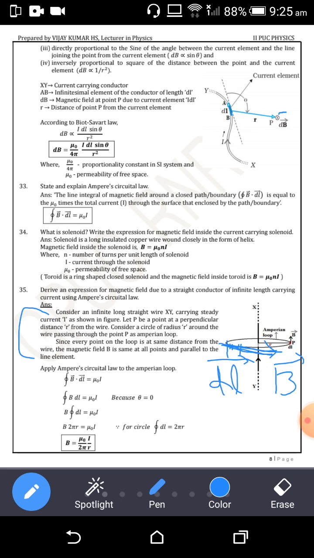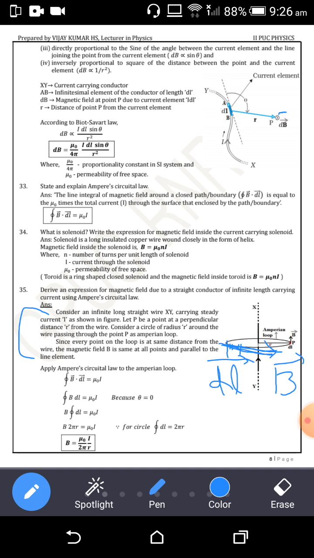So let us come to the theoretical part here. It is said: consider an infinite long straight wire xy carrying steady current I as shown in the figure. Let P be a point at a perpendicular distance r from the wire. Consider a circle of radius r around the wire passing through the point P as the Amperian loop. Since every point on the loop is at the same distance from the wire, the magnetic field B is the same at all points and parallel to the line element.